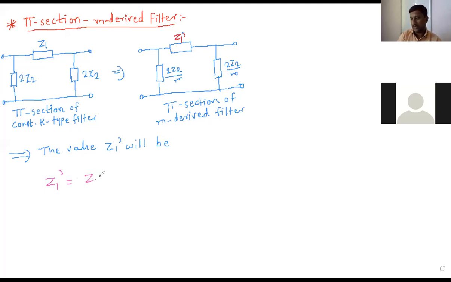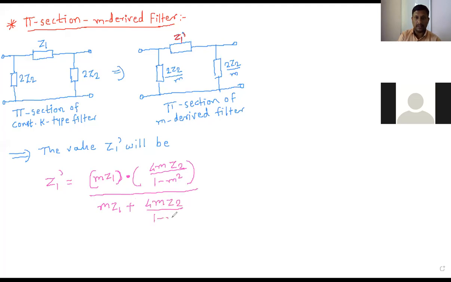Z1 dash is equal to MZ1 into 4M Z2 divided by 1 minus M square, divided by MZ1 plus 4M Z2 divided by 1 minus M square. So anyone can tell what is the meaning of this one?